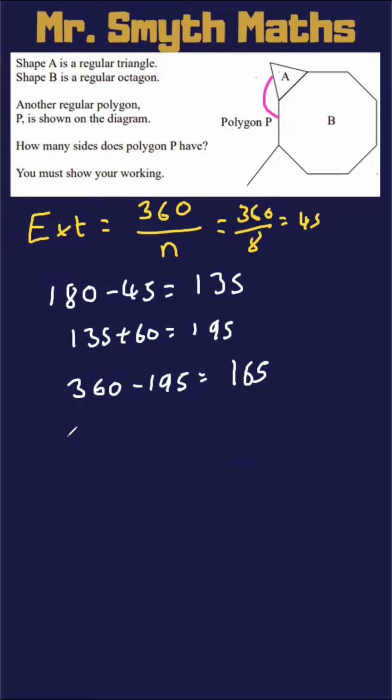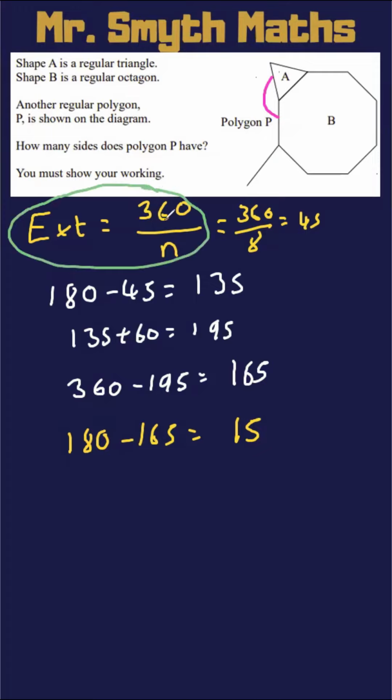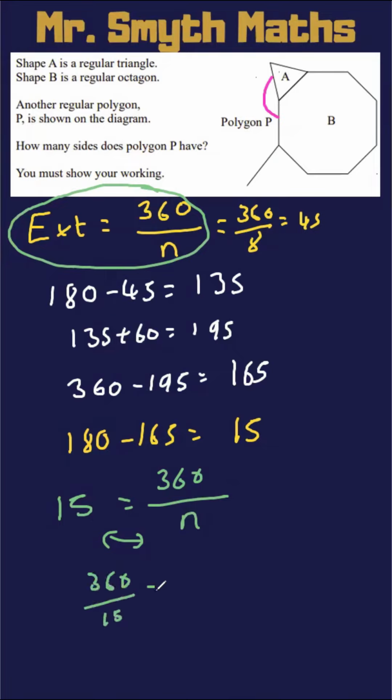So let's now do the 180 minus 165. That's now going to get us 15 degrees. So the exterior angle is now 15 degrees. But remember, we started with that equation, didn't we? So if the exterior angle is 15, we can now say 15 is equal to 360 divided by n. If we swap these two around, which we can do in algebra, we can now say 360 divided by 15, and that's going to get us 24. So this polygon P is a 24-sided shape.